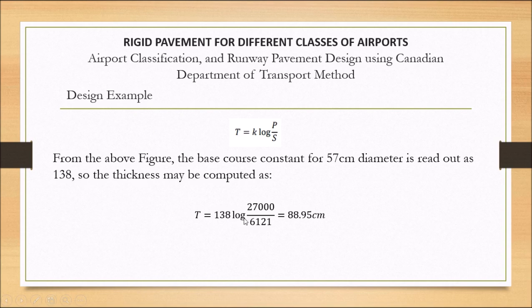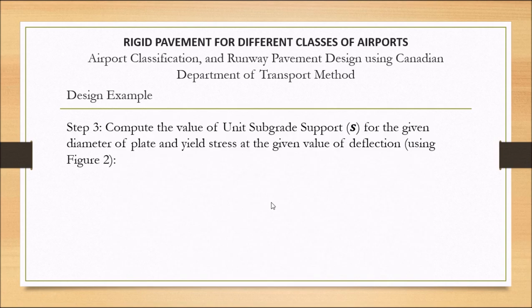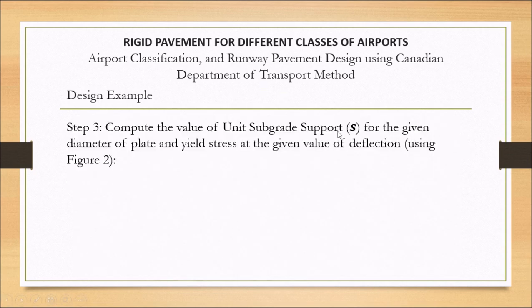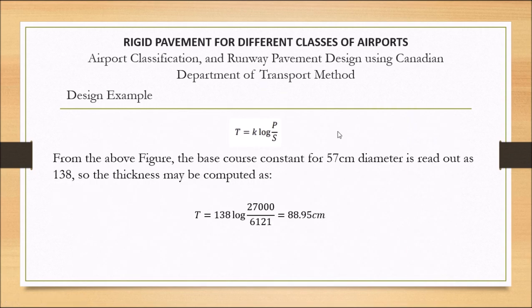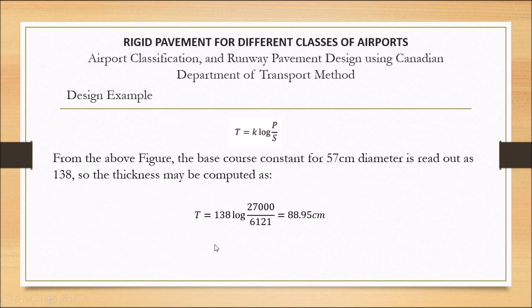We now say log P, where P is the load that was given to us initially, which was 27,000. So 27,000 over S, where we had our bigger S, which we said is 6,121.1 kg. So we substitute it back, and then we have a total of 88.95 centimeter thickness of pavement.